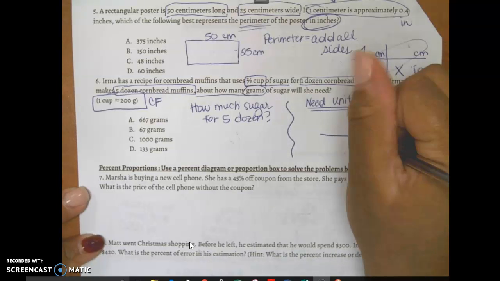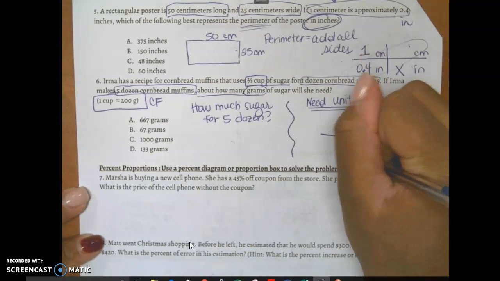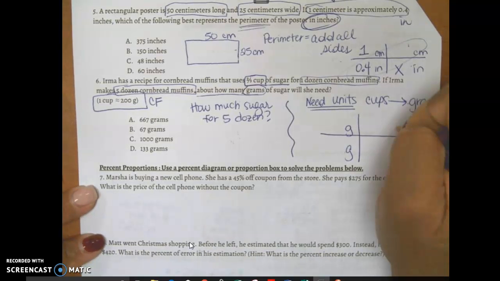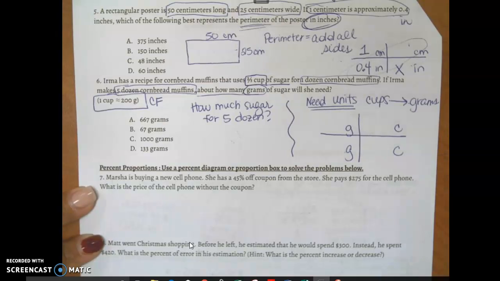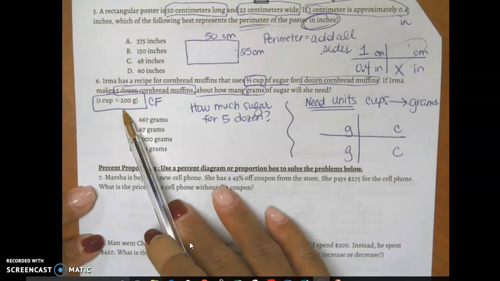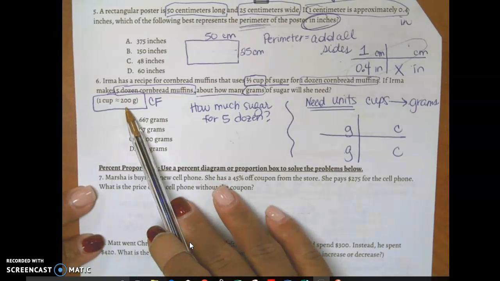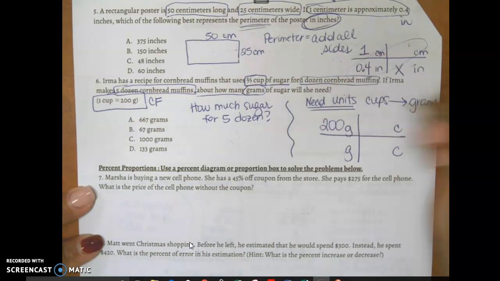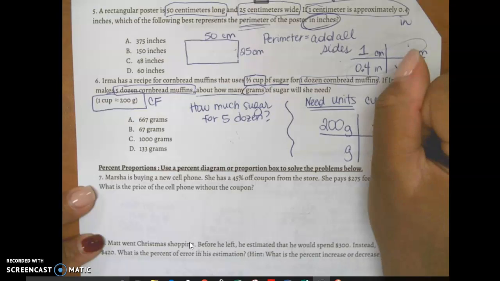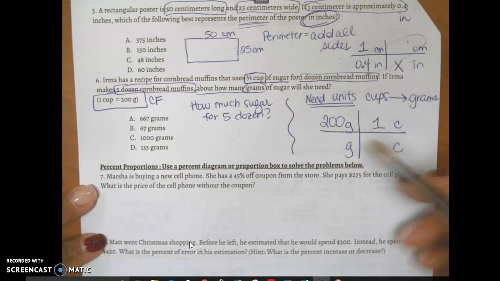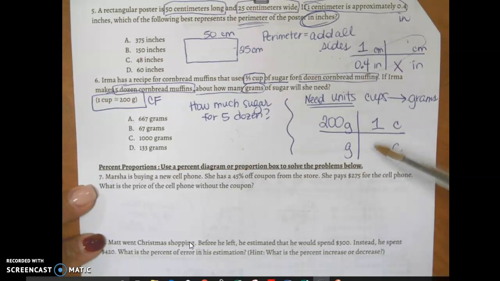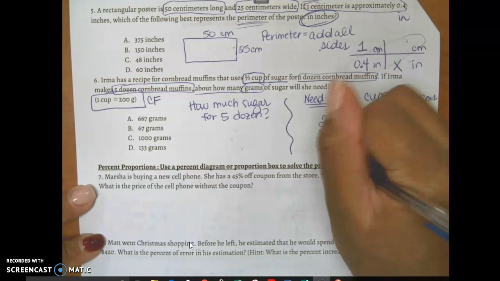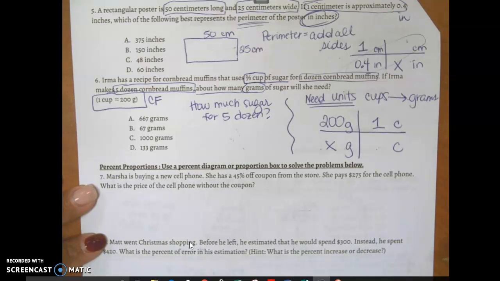Grams, thank you. Grams and cups. What's the conversion factor that they give me? 200 grams is equal to how many cups? 1 cup. And then I need to find the number of grams over here, and I need to find out the number of cups and then convert it to X grams.